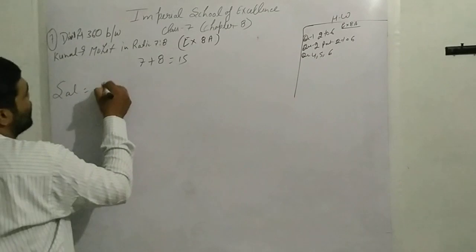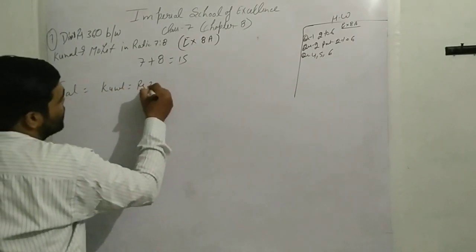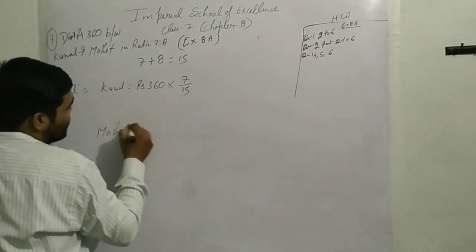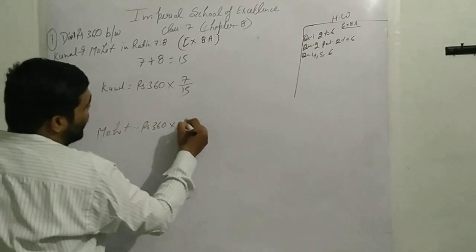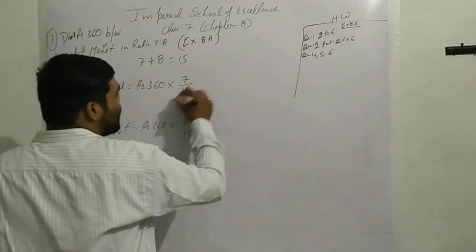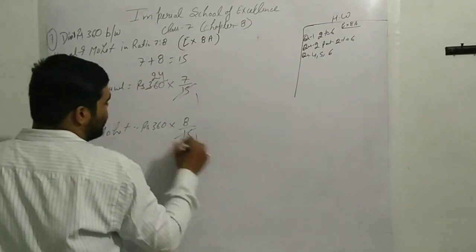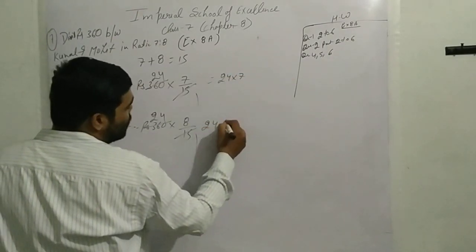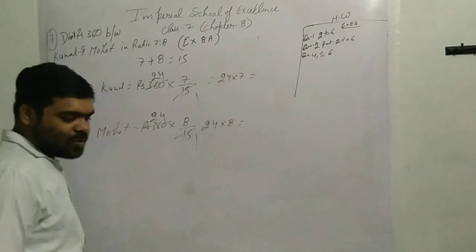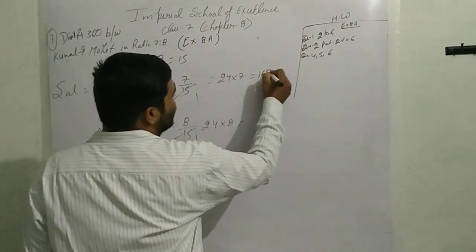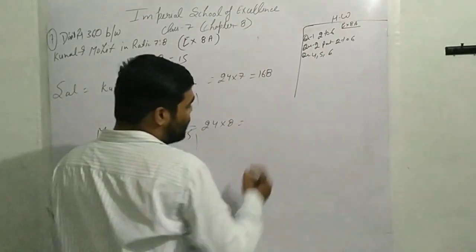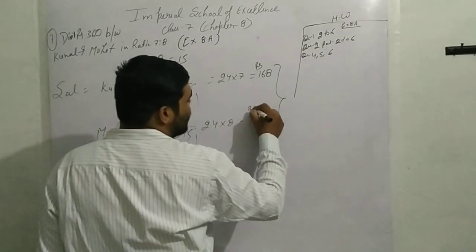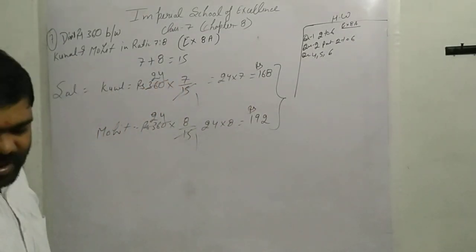Now the solution will be Kunal equals rupees 360 multiplied by 7 upon 15 and same here Mohit equals rupees 360 multiply 8 upon 15. 15 24s are 360. After that 24 multiply by 7, 24 multiply by 8. 24 multiply by 7 means 168, 24 multiply by 8 will be your 192. This is the ratio. 168 rupees will be given to Kunal, 192 rupees will be given to Mohit. This is your question number 7.